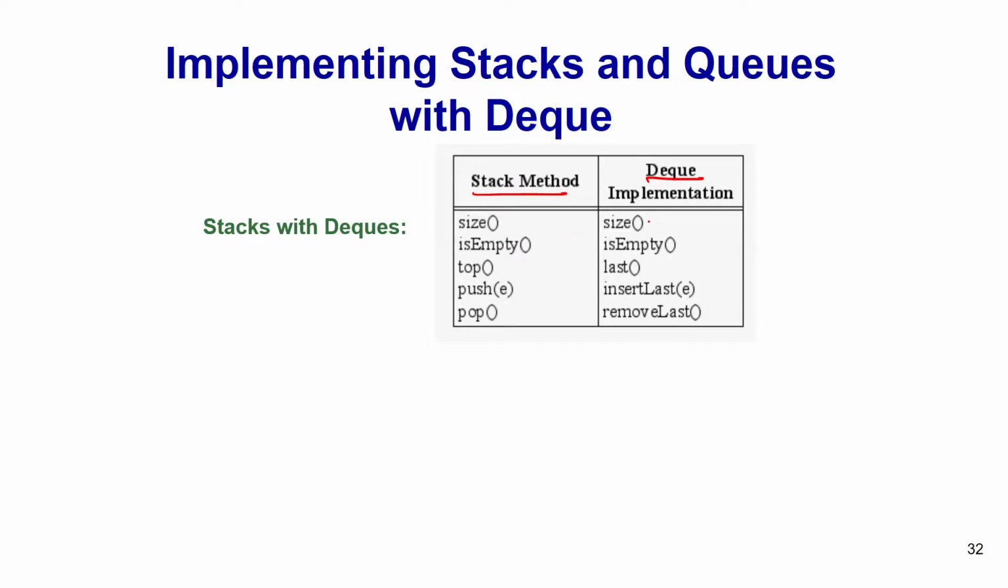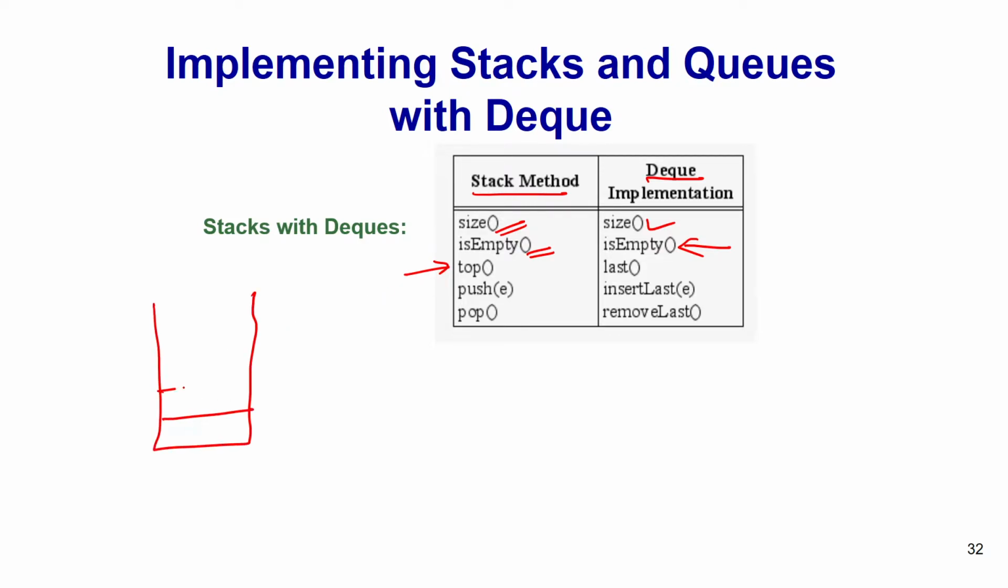So size provides you the number of elements in the double-ended queue. In a stack also we can maintain a size variable to get the number of elements in the stack. And isEmpty gives whether the deque, double-ended queue, is empty or not. This also tells you whether the stack is empty or not, and the top method returns the element.